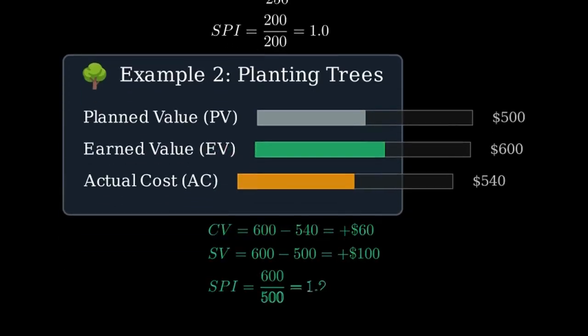Cost variance equals 600 minus 540 equals positive $60. Under budget. Schedule variance equals 600 minus 500 equals positive $100. Ahead of schedule. Schedule performance index equals 600 divided by 500 equals 1.2. That is 20% faster than planned.